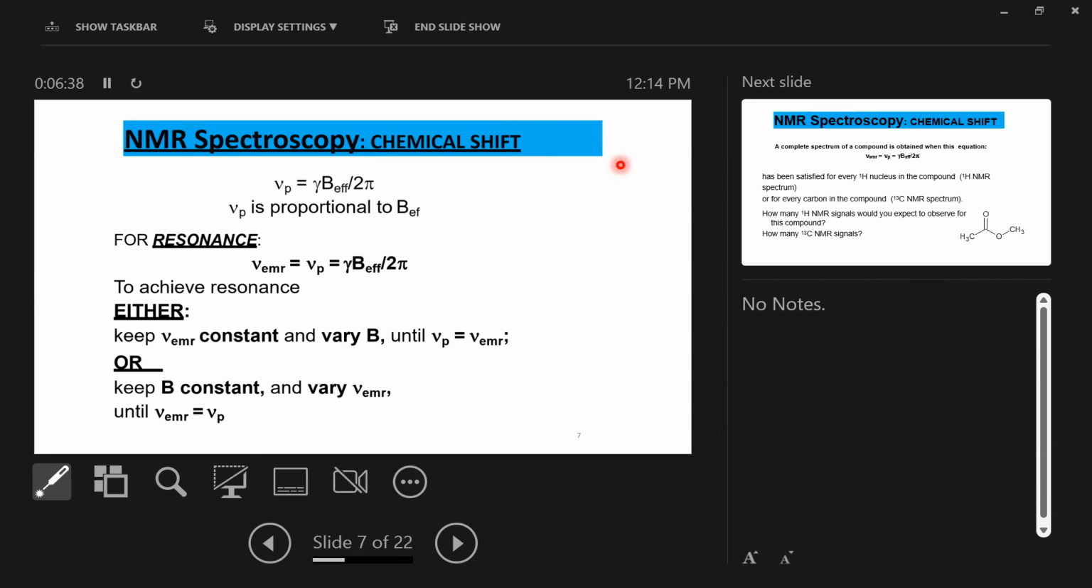The effective magnetic field that is felt is all dependent on the environment it is in. The greater the electron density, the lower the frequency at which it spins, because it's going to come up against that. So for example, if I'm spinning you, right?